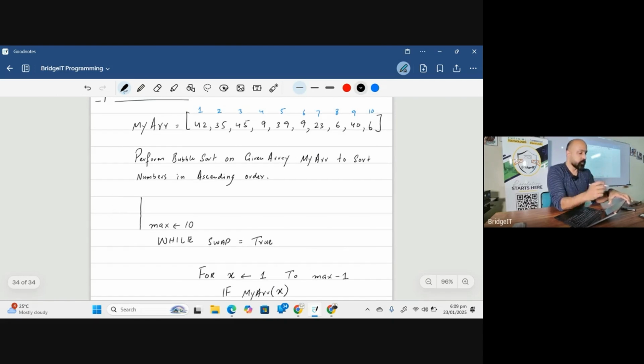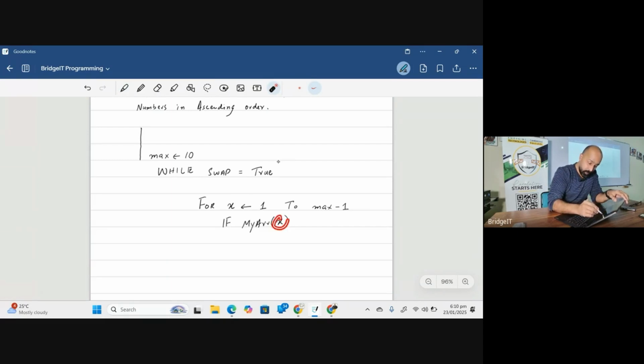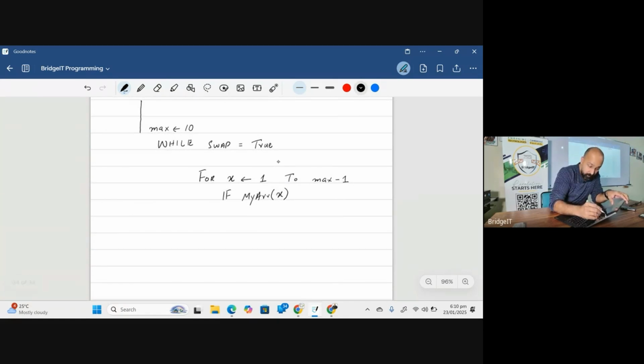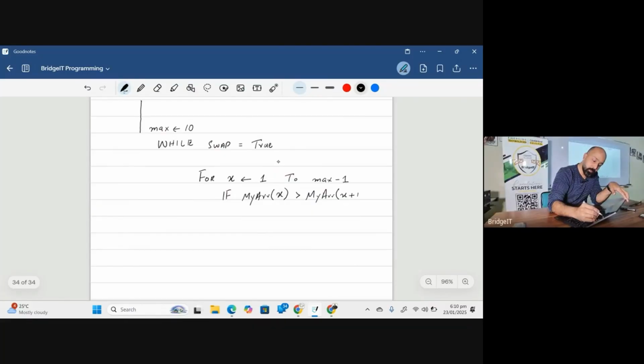My ARR is the name of the array, because we are sorting this particular array, and we use the indexing variable x. Why have we used x? Because we are using x here in the for loop. So my ARR x, if the current value is greater than the next value. How are we going to write the next value? If x is 1, how will I make it 2? So x plus 1. This x plus 1 will be known as the next value.